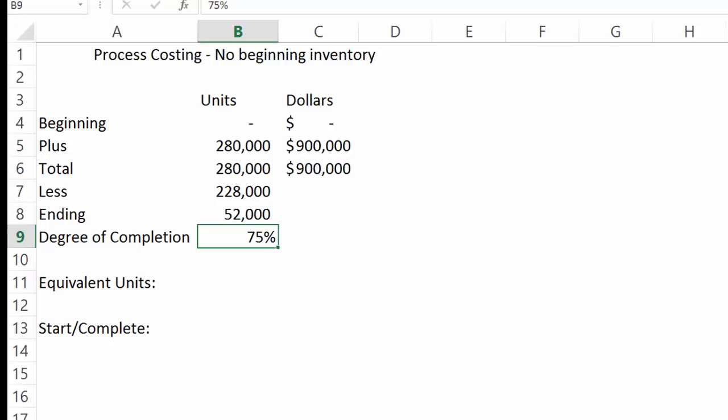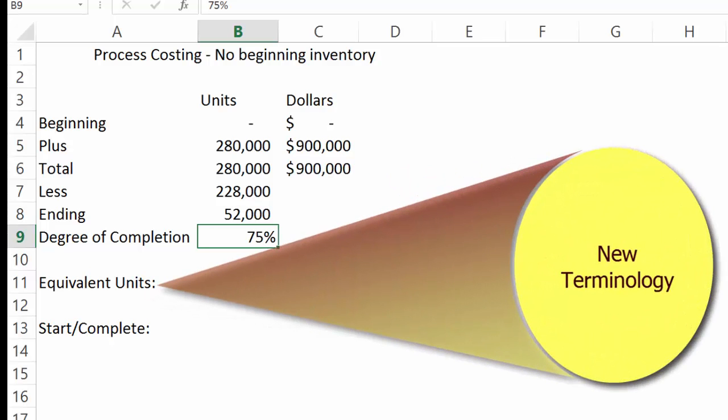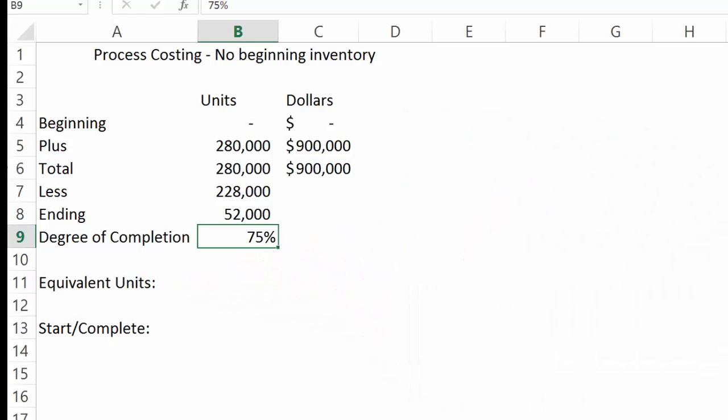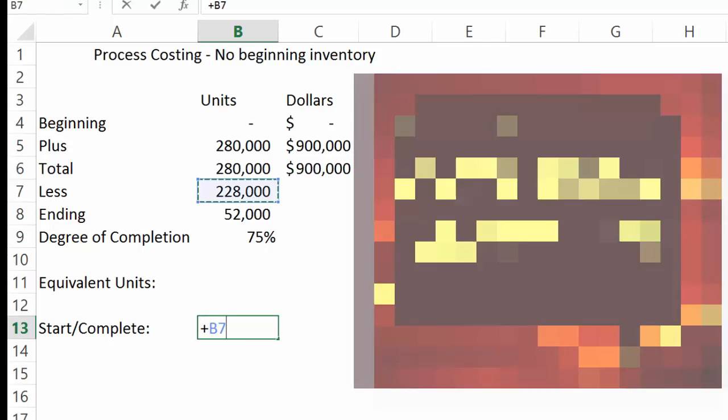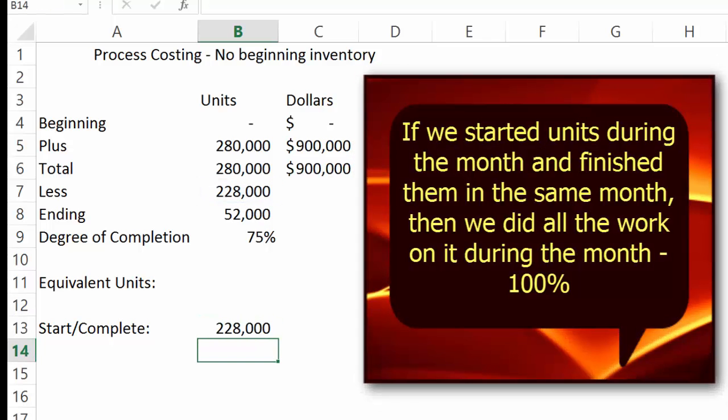Now, the new concept in process costing is equivalent units. With equivalent units, what we need to do is figure out how many units we could have made during the month if we had actually started and finished one unit at a time. We're going to start out with those that we started and completed during the month. These are always going to be 100% complete, right? If we started them during the month and we finished them during the month, then they are 100% complete.